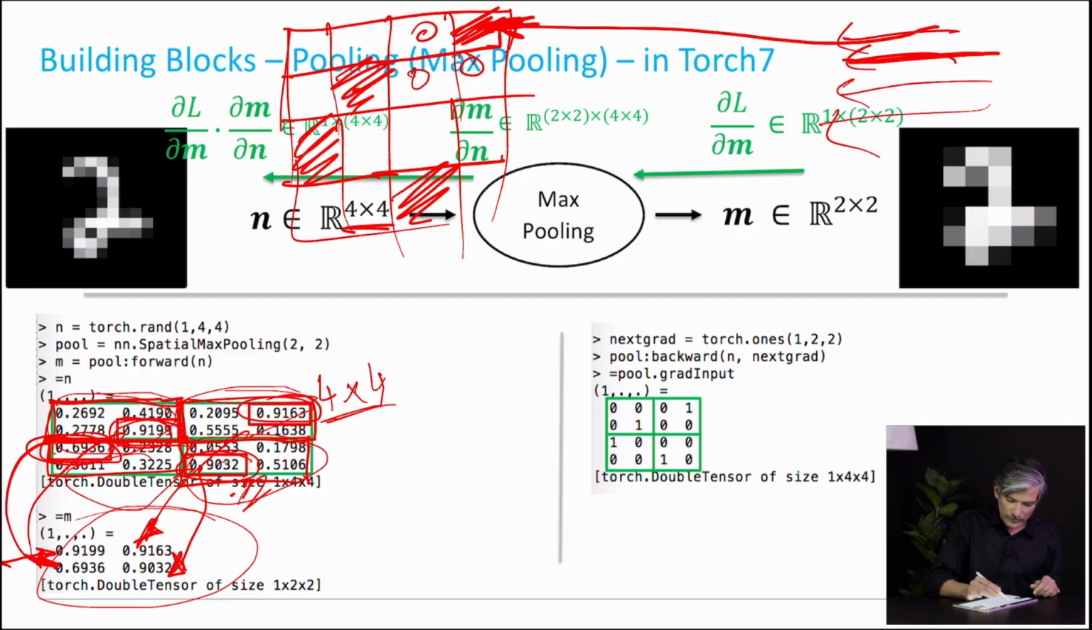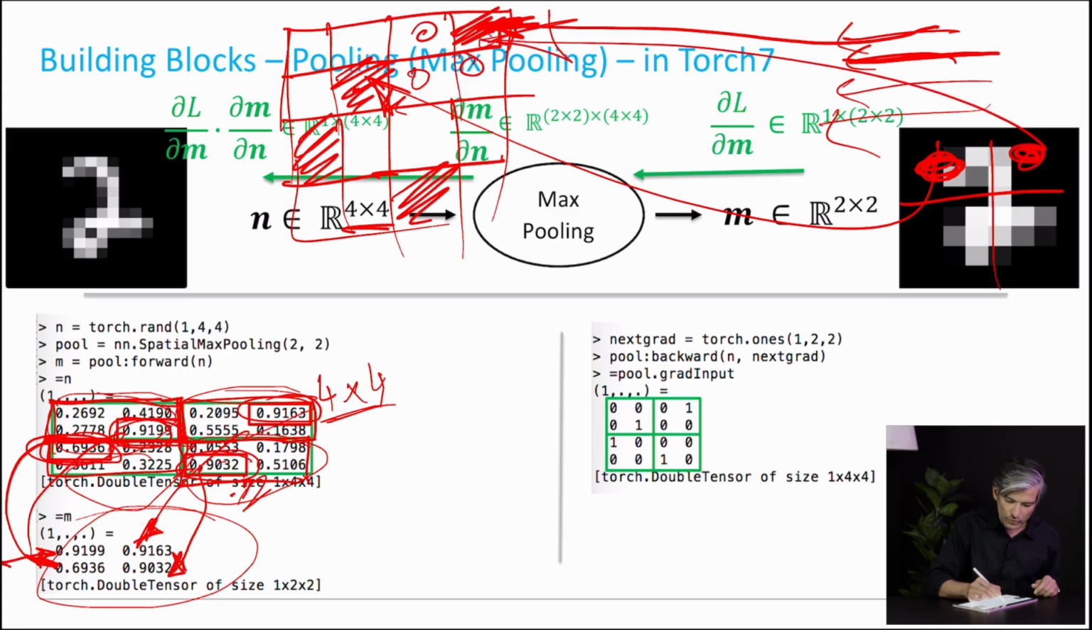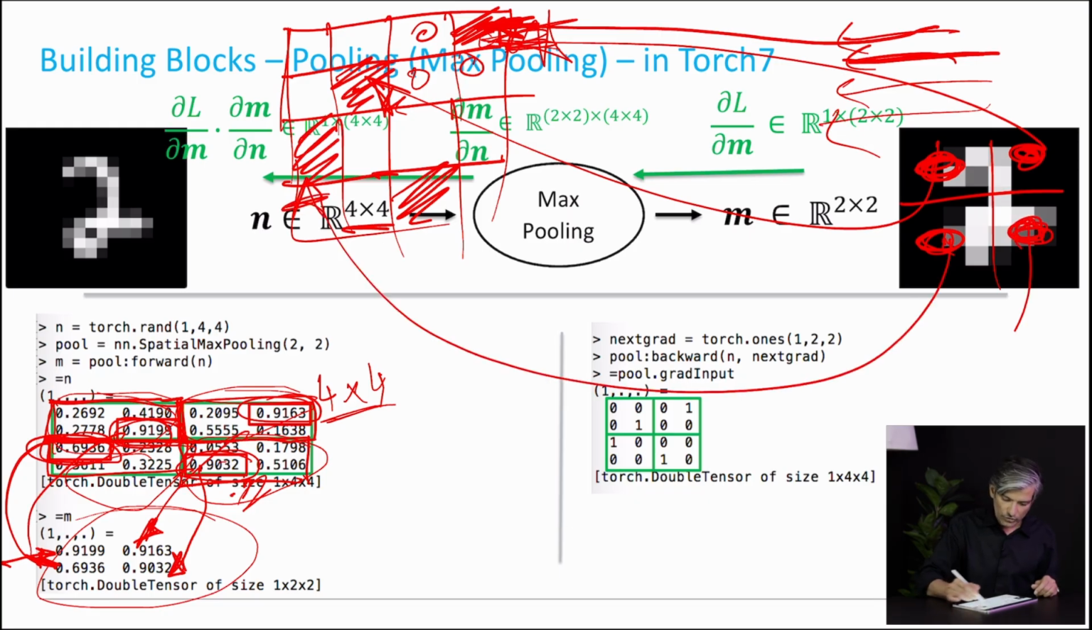So let's now just do this 2 cross 2. Whatever gradient you got here, you pass it here. Whatever gradient you got here, you pass it here, because this was the only non-zero element. Whatever gradient you got here, you pass it here. Whatever gradient you got here, you pass it here. Every other gradient is all 0. So everything else is 0.